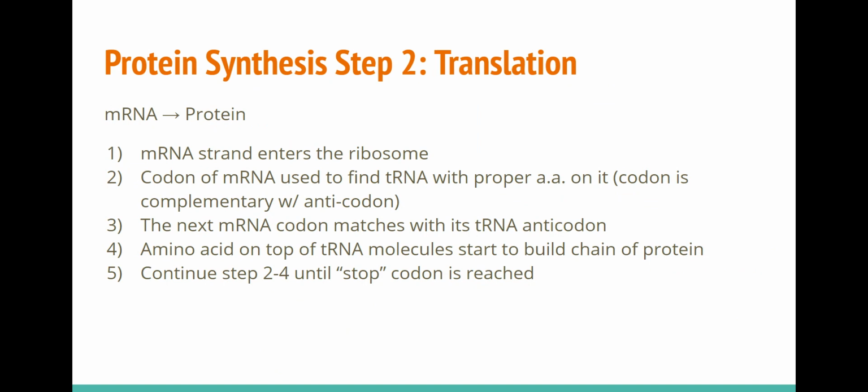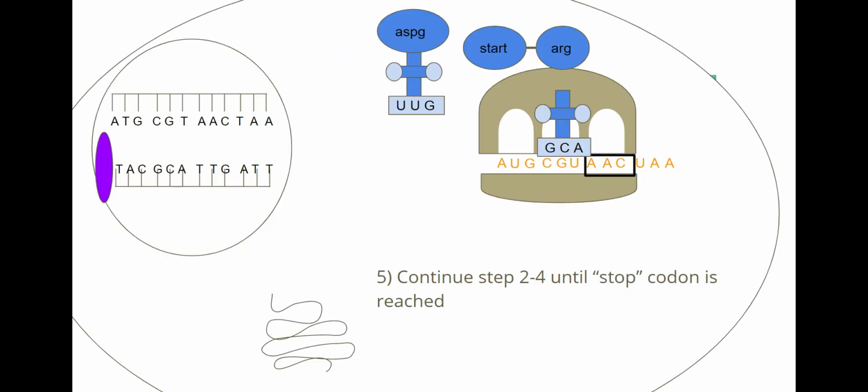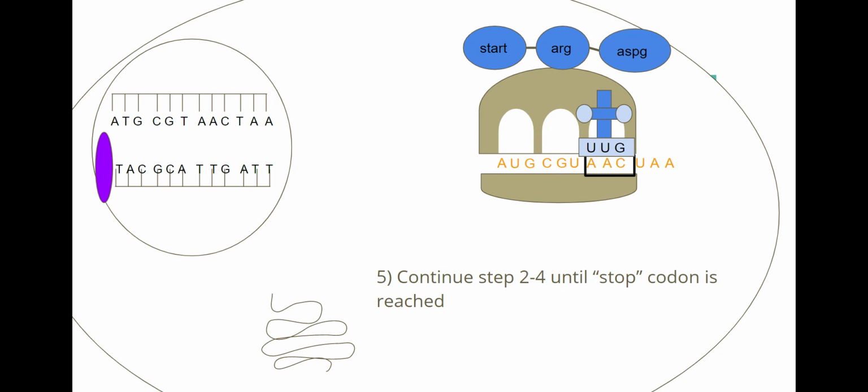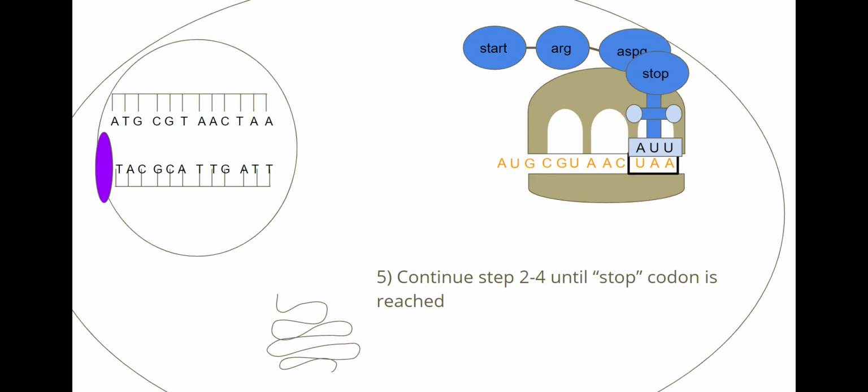We are going to continue steps 2 through 4 until we reach the stop codon. So step 5, here we go. Adding asparagine, it's going to link in and we're going to move down. And now we have our stop codon. And now we have an amino acid chain.